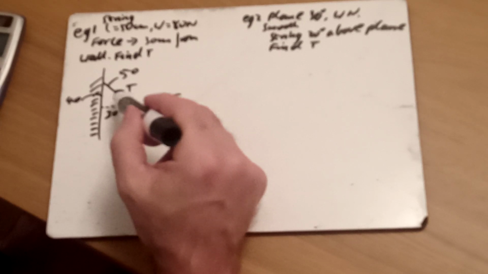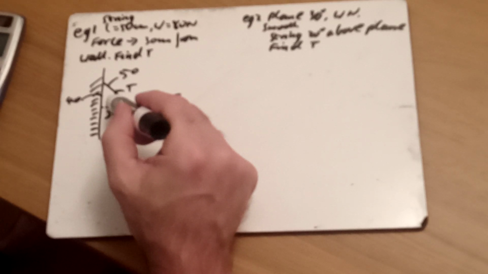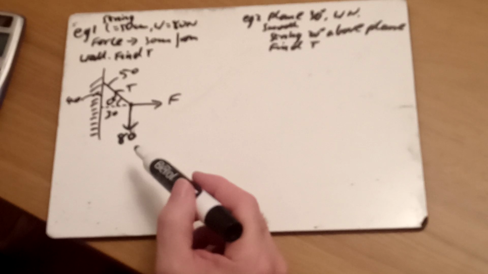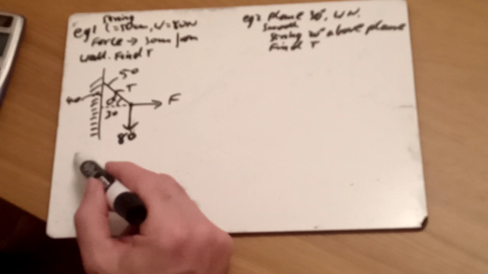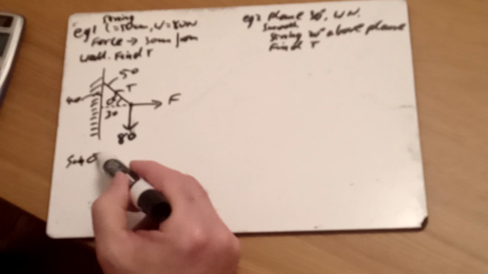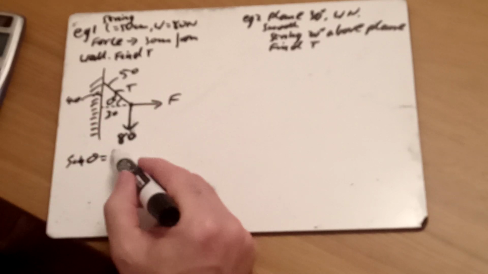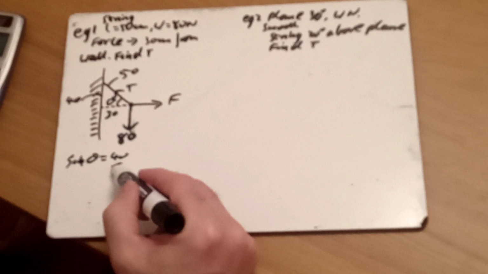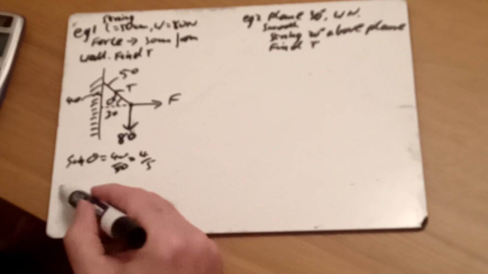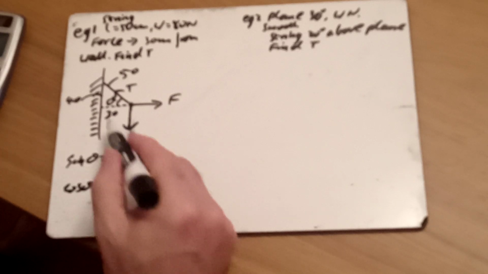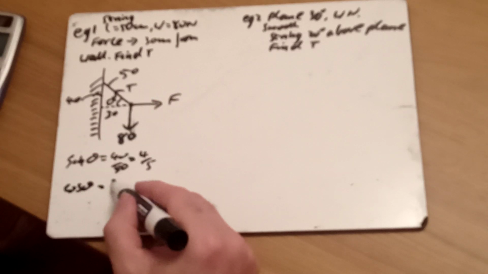Because now, if I call my angle that I'm trying to be dealing with theta there, what I know about this is that sine theta is opposite over hypotenuse, 40 over 50, 4 over 5. 3, 4, 5 triangle. So cos theta, adjacent over hypotenuse, is 3 over 5.